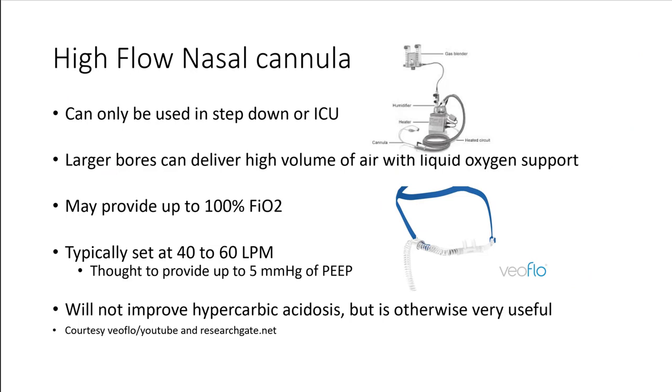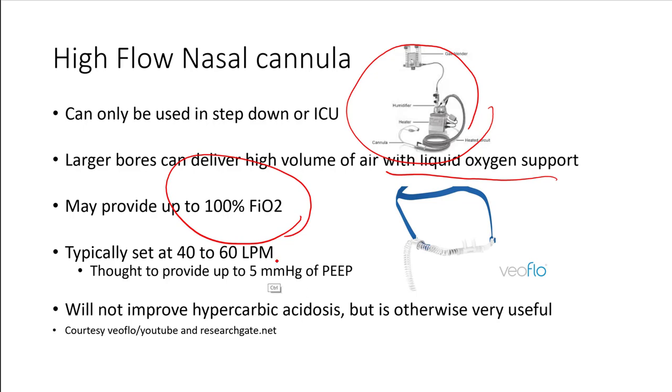The high flow nasal cannula is awesome, but it's a separate machine. So that big sucker's got to be wheeled into any room where you're doing it. It functions based off liquid oxygen and humidifies the air, and it can deliver up to 100% oxygen. And it's typically set with a high liter per minute flow. So you're giving a high amount of flow and a high amount of oxygen. And it's nice as well because it offers you a little bit of PEEP.